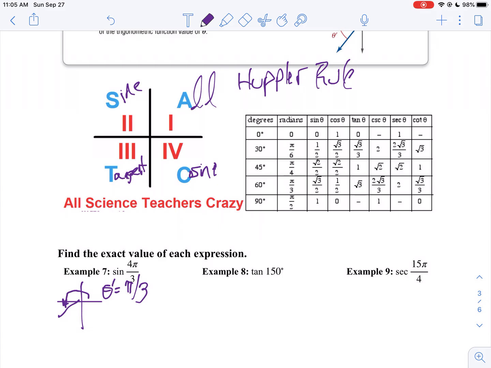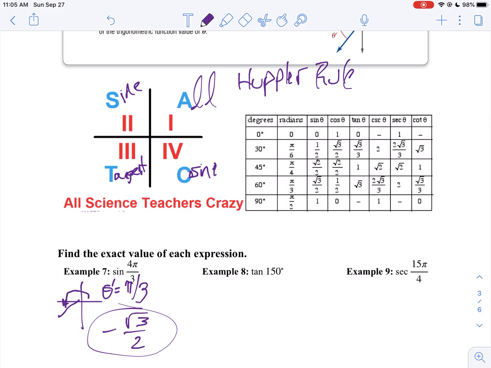Well, I look at my chart. What is the sine of pi over 3? It's the square root of 3 over 2. Now, in the third quadrant, sine is negative. So there's your answer: negative square root of 3 over 2.